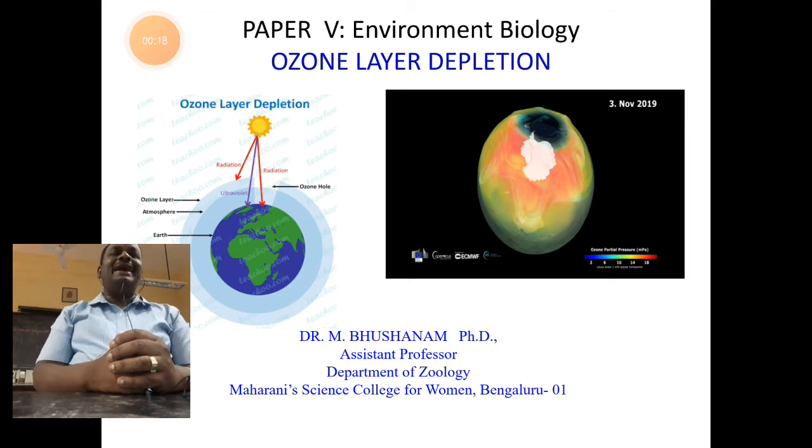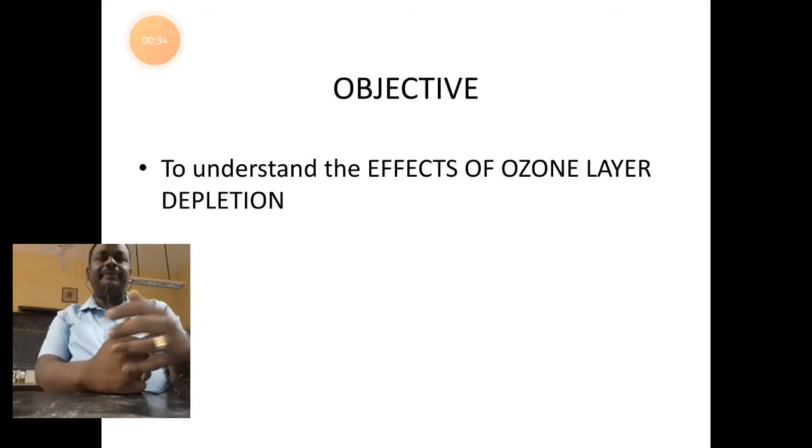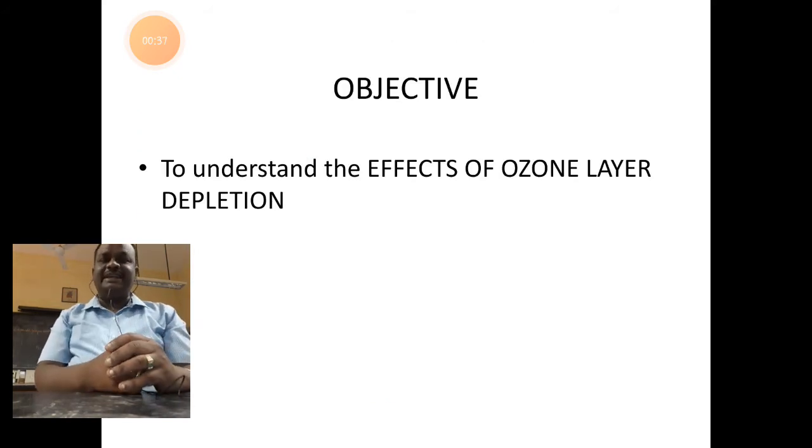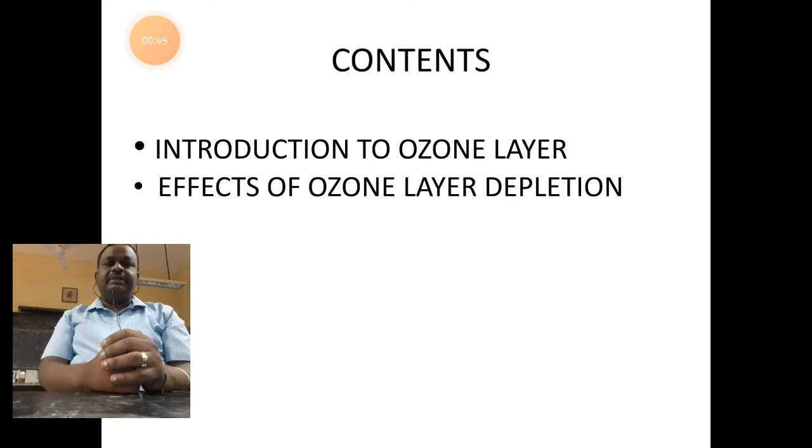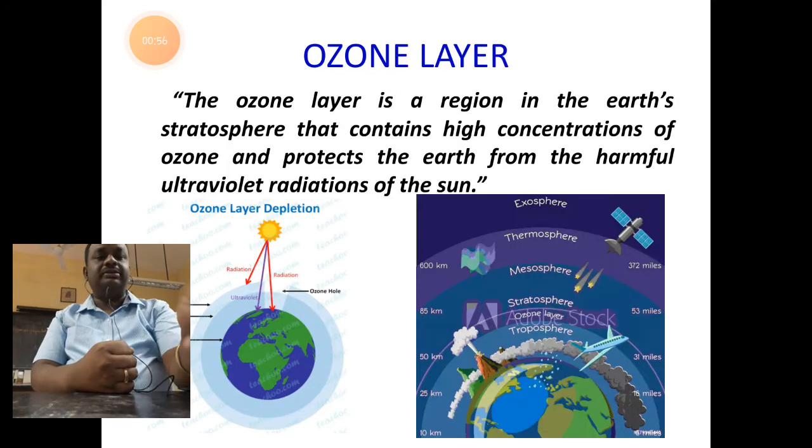Today, we shall understand a topic under environmental biology related to the environmental issues, that is, ozone layer depletion and its effects. The objective of today's study is to understand the effects of ozone layer depletion. The contents of today's study include an introduction to the ozone layer and the effects of ozone layer depletion.